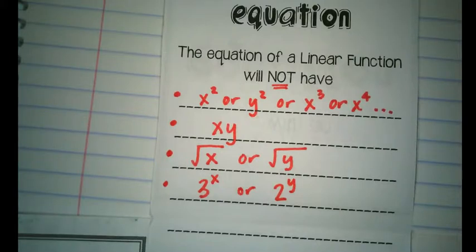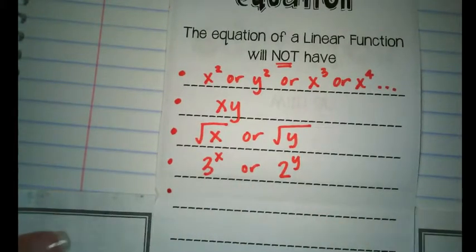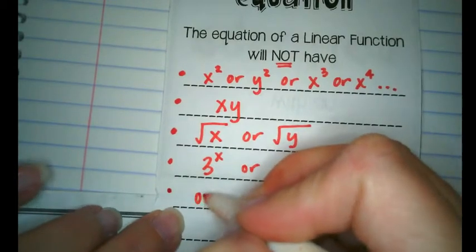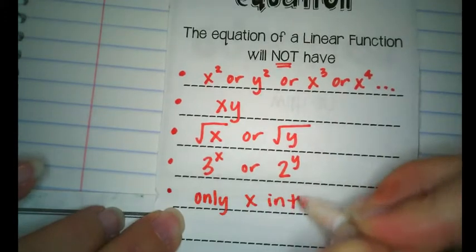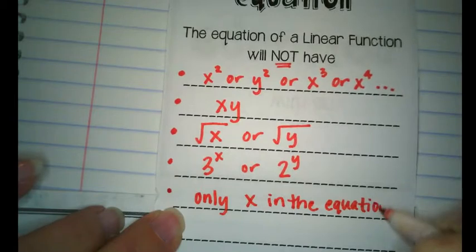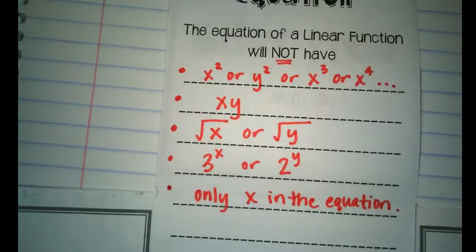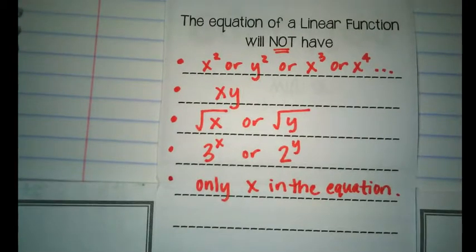All right, another thing that cannot happen on a linear function is you cannot have only an x in the equation. And we kind of talked about this the other day when we were doing the vertical line test, but when you have only an x in the equation, that's going to be the equation of a vertical line. And when we do the vertical line test, we know that that one is not possible.